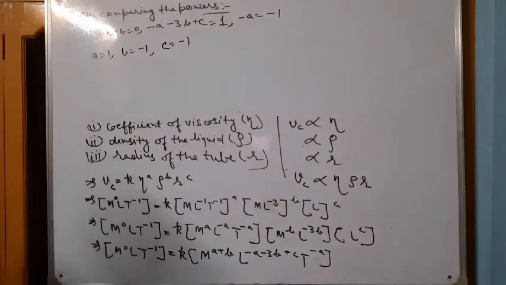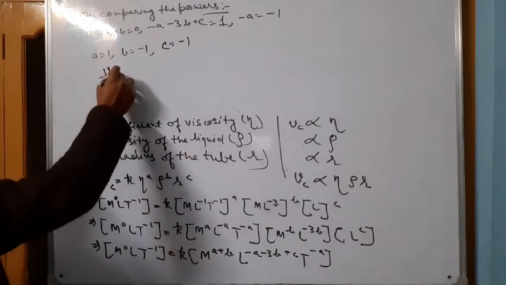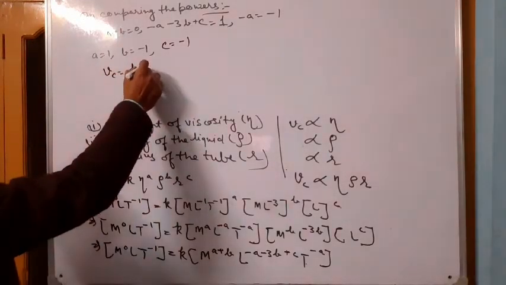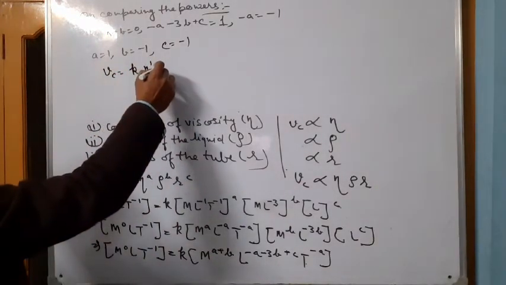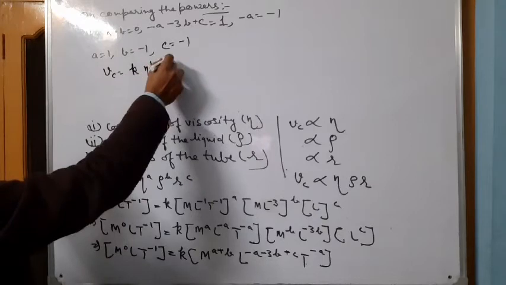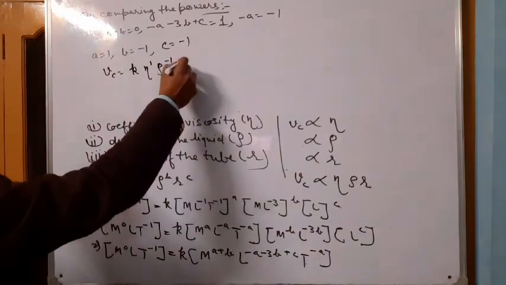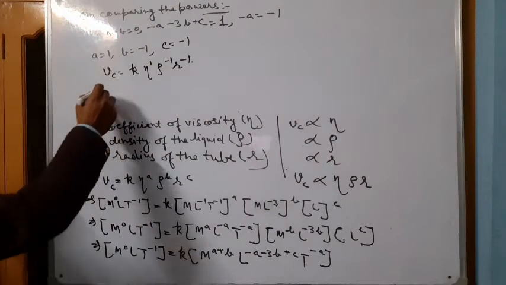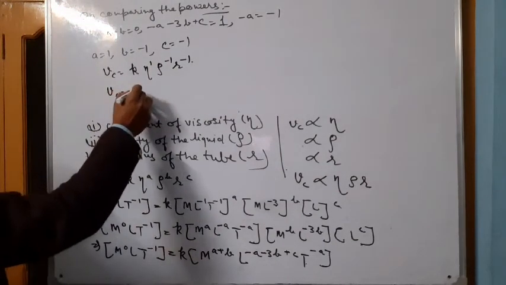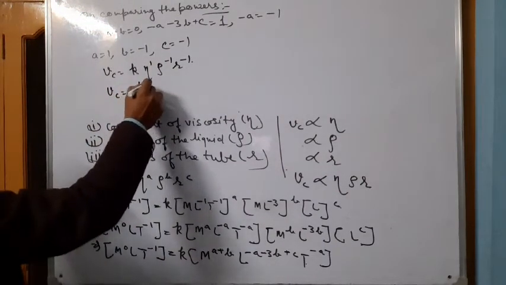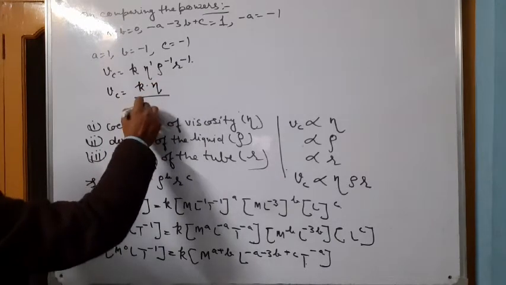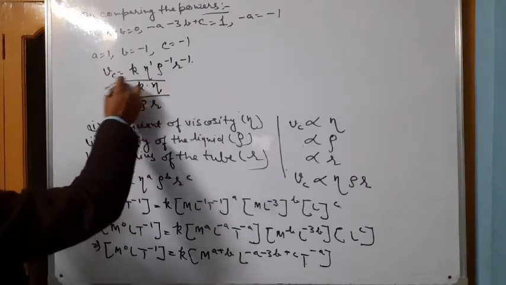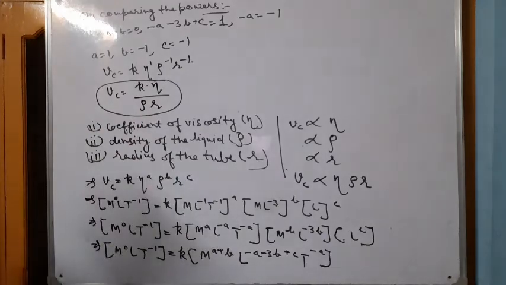On solving this and putting the values here, Vc is equal to k eta power 1, rho power minus 1, and r power minus 1. From here we get the value Vc is equal to k into eta upon rho r.